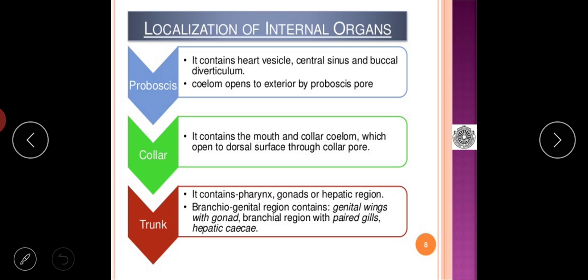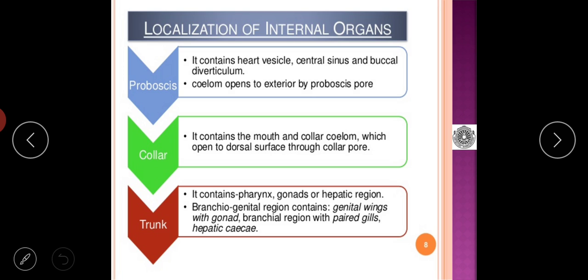Coming to localization of internal organs, first is the proboscis, and it contains the heart vesicle, central sinus and buccal diverticulum. The coelom opens to the exterior by the proboscis pore. Next will be the collar. It contains the mouth and collar coelom, which open to the dorsal surface through the collar pore.